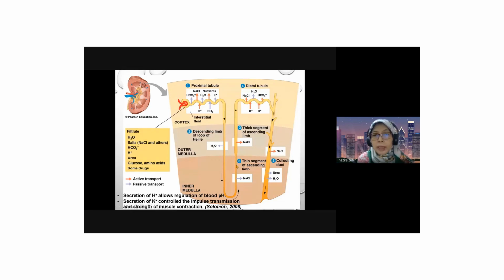So at the thin segment of the ascending limb, there's going to be a passive transport of sodium chloride. And at the thick segment of the ascending limb, there's going to be an active transport of sodium chloride. So in terms of the concentration of the solutes, at the lower arm of the loop of Henle, it has a high concentration of the solutes, about 1,200.